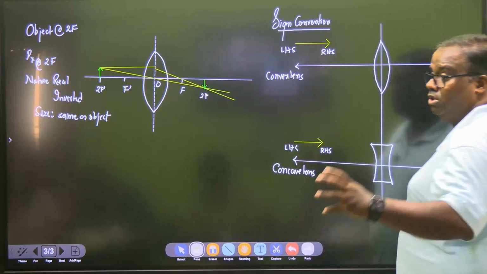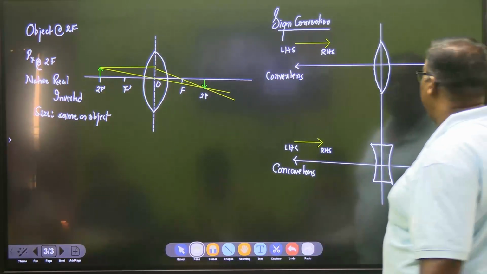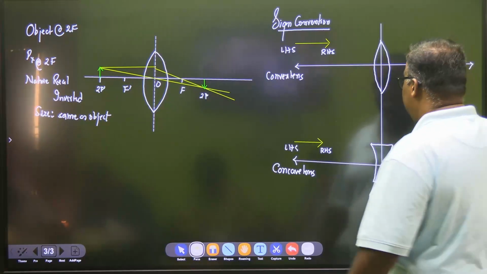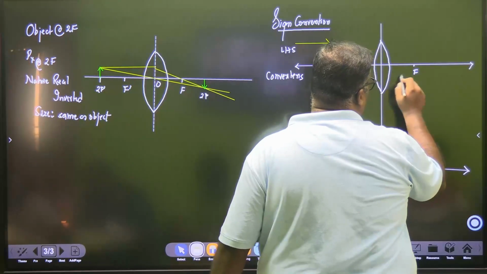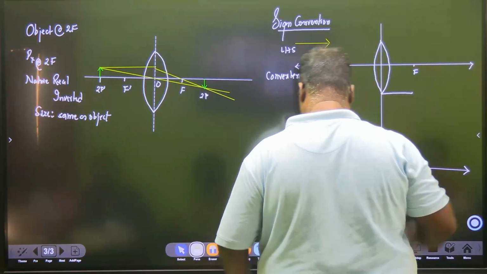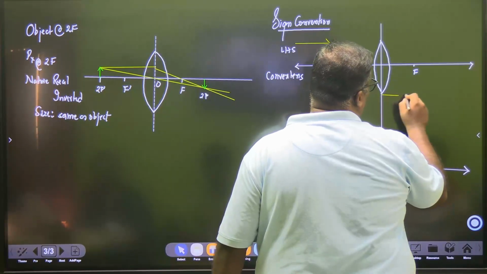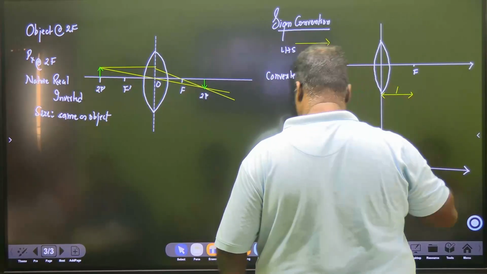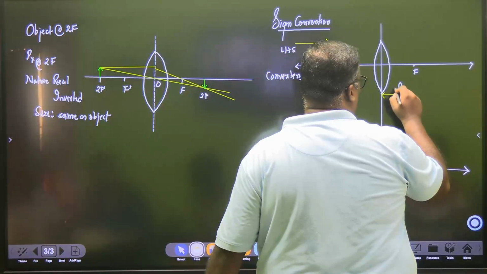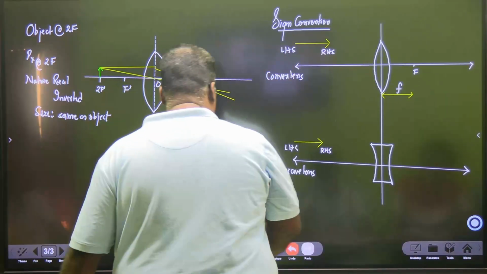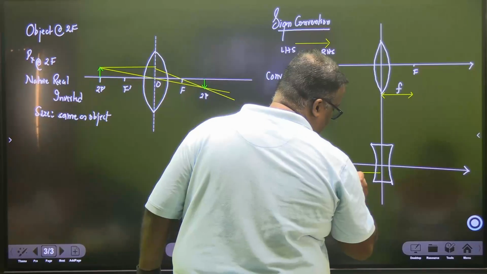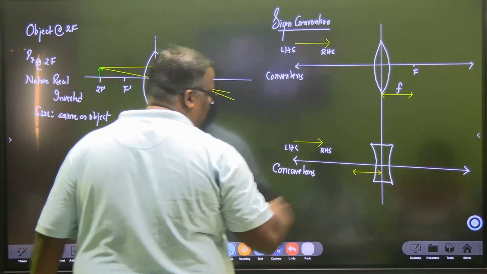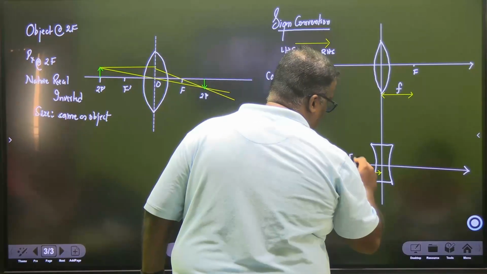Now let us talk about the convex lens. The convex lens has a focus which will be on this particular side, right? And this distance is the focal length. Yes or no? This is my focal length. And for a concave lens, the focus is on this side. This is my F, so this is my focal length.